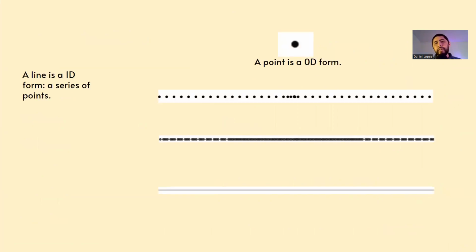But before we go there, first of all, a point is a 0D form. We're talking about actual physical space, physics, science. A point is literally a 0D form, which means a point in space where there's nothing extending from that. It exists in exactly one place. When you combine a bunch of these points in a row like that, that turns it into one dimension. So a line is a series of points, essentially. Okay.